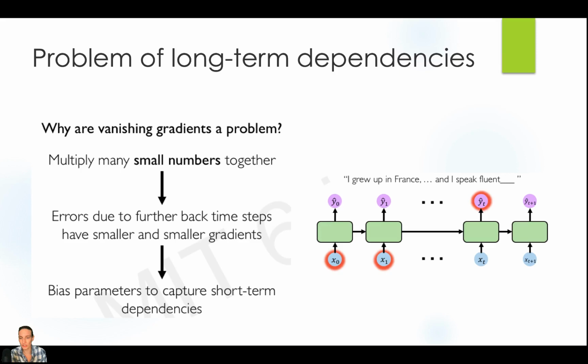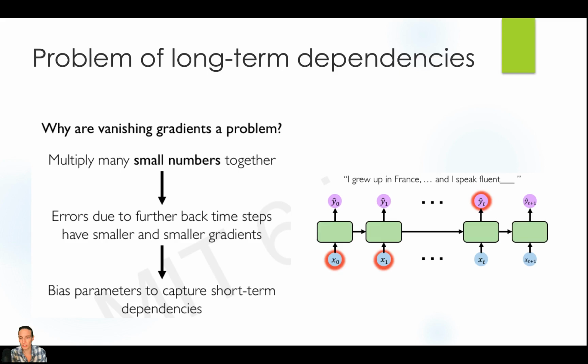So why are these vanishing gradients a problem? As I said before, if we multiply a lot of small numbers together, it's harder to propagate these errors back into the past, biasing our network to capture more short-term dependencies. Basically, the network is forgetting the longer-term errors. This can be a problem.